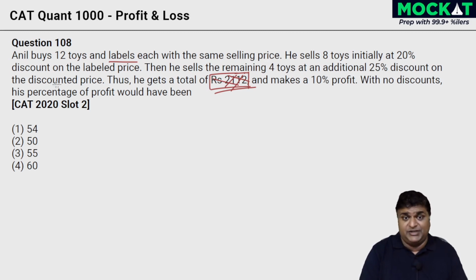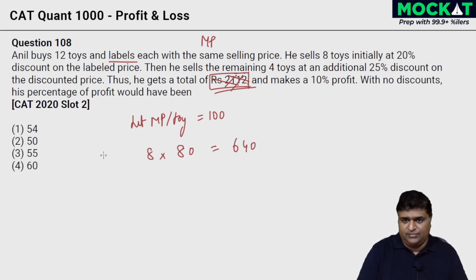He sells 8 toys initially at a 20% discount on the labeled price. So this label price is nothing but the mark price over here. So let the mark price per toy, whatever is going to be stuck on the price label, be 100 rupees. So that's understood. He sells 8 toys initially at 20% discount. 20% discount on this is going to be 80 rupees. He's selling 8 toys at that price and gets 640. All right, so that's what he's getting by selling those 8 toys.